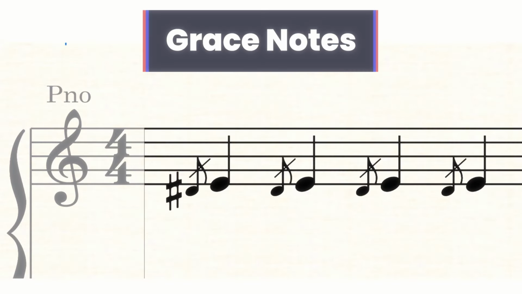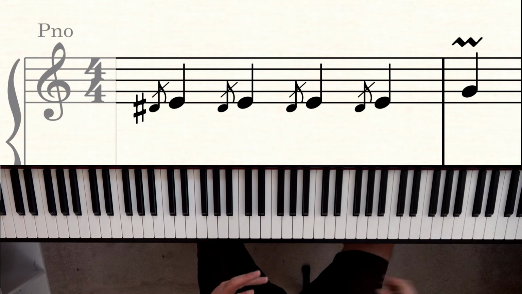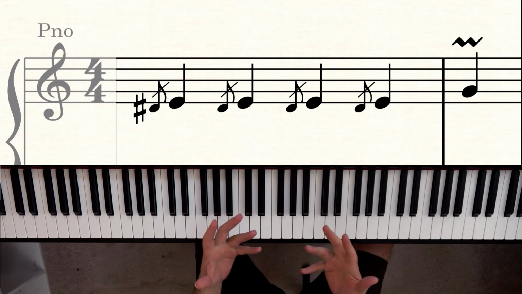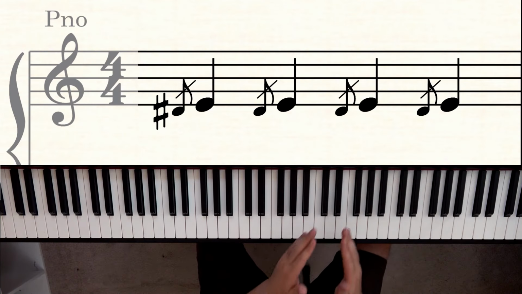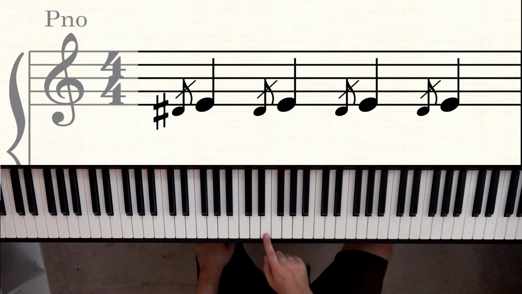Next up, we have grace notes. And a grace note is known as a type of ornament, meaning that it adds something to the notes that are there, kind of like you put ornaments on a Christmas tree to make it look a bit more interesting. So here we have 4 quarter notes, each with a grace note on each.